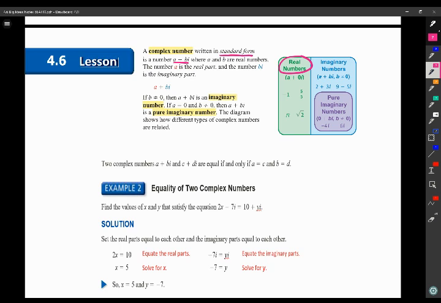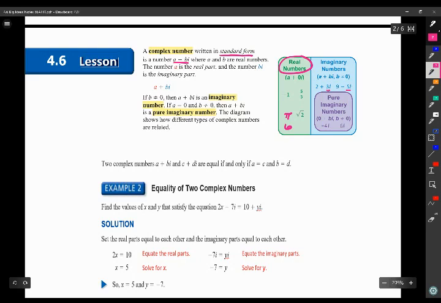pi. I think this is supposed to be a pi when you're looking at numbers, not a variable. And then root 2. Those would be all examples. 6 is also an example of a real number. And then imaginary numbers are anything with your i.